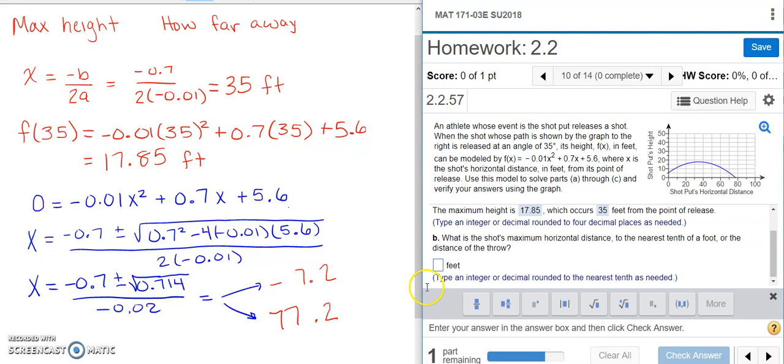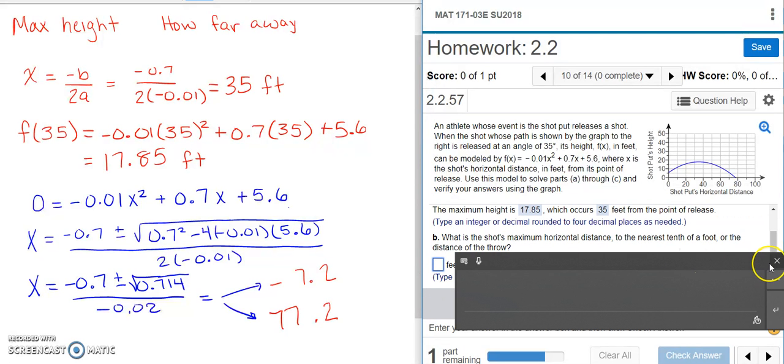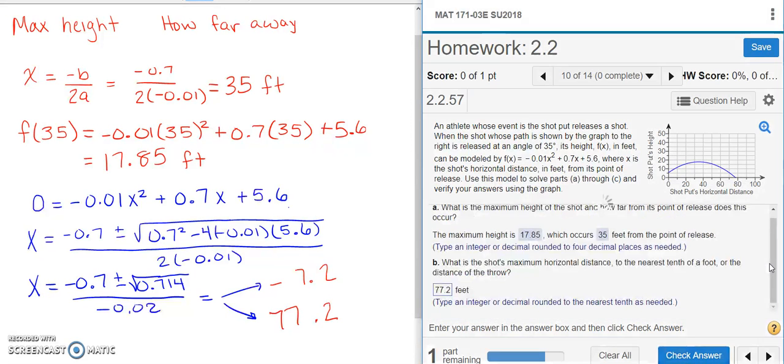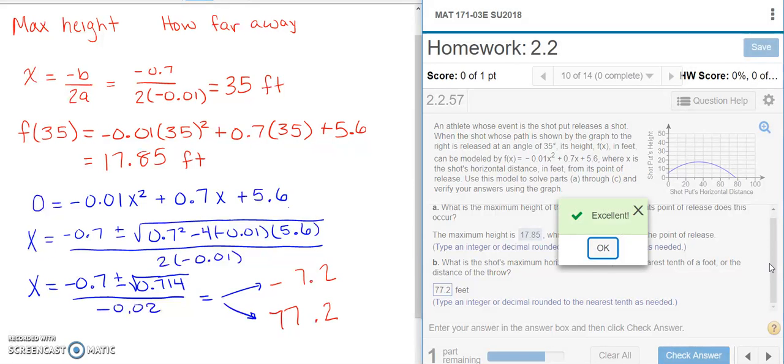So our answer for how far this goes before it hits the ground is 77.2, making sure I round to 1 decimal place because that's what it says. And that's it. So you definitely got to be careful. You can get 2 different answers with the quadratic formula. Only one of them will make sense for what you're trying to do.